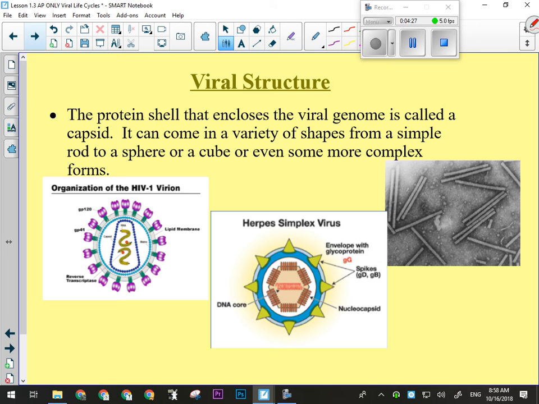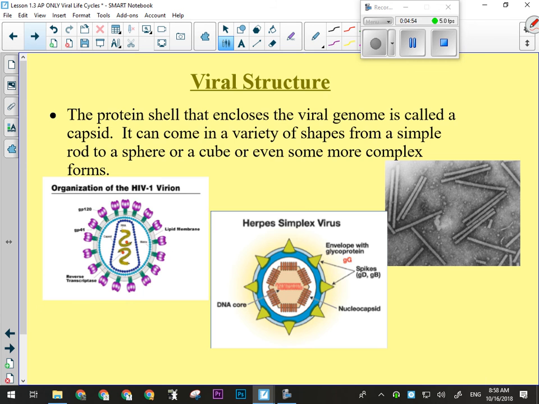The HIV virus is an incredibly complex form. It's got a capsid inside, then it's got a lipid membrane. It's a retrovirus, so it works a little bit differently. The herpes simplex virus, one that causes cold sores and things like that, has the capsid again inside with glycoproteins around the outside. This is the tobacco mosaic virus here on the right. Oddly enough, they kind of look like cigarettes.